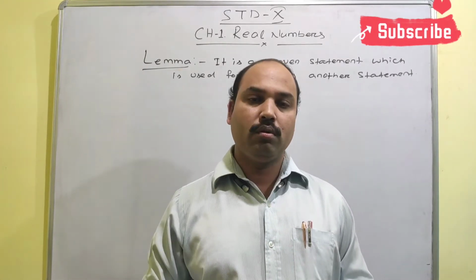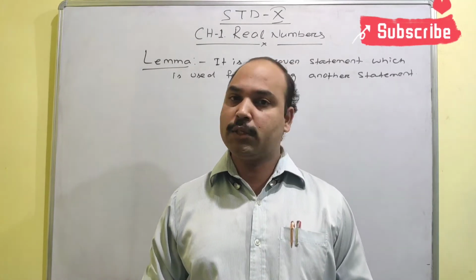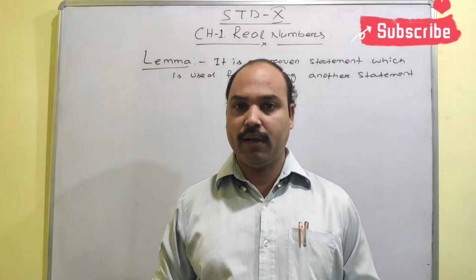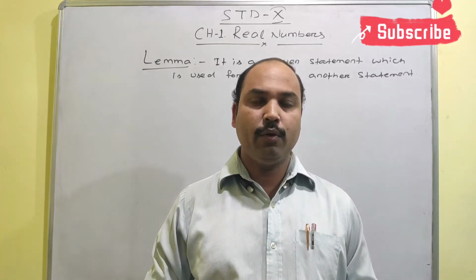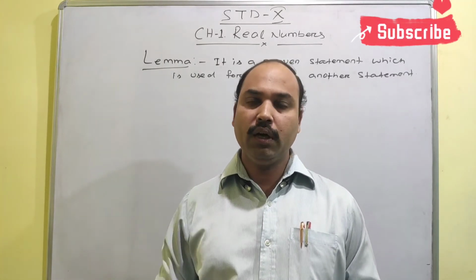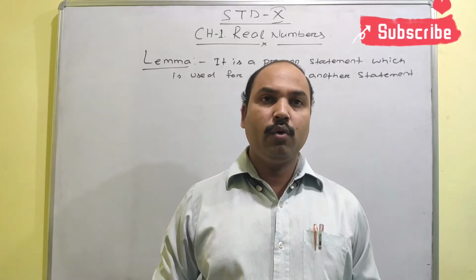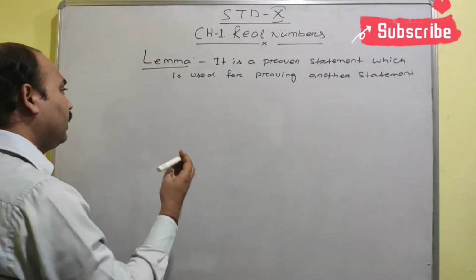Water flows down. 2 plus 2 makes 4. These are proven statements. No need to prove them again. In the same way, here a lemma is a proven statement which is used to prove other statements. Okay? So after the lemma, we will read about Euclid's division lemma.